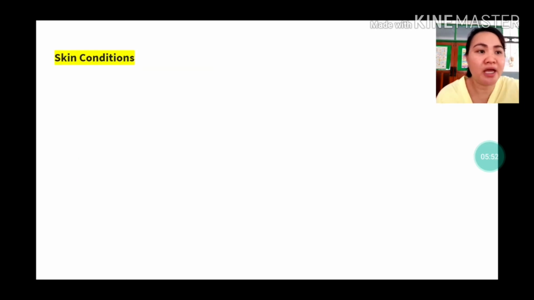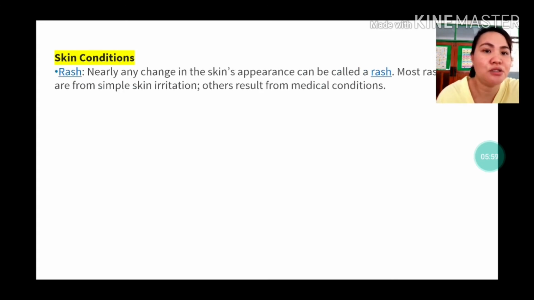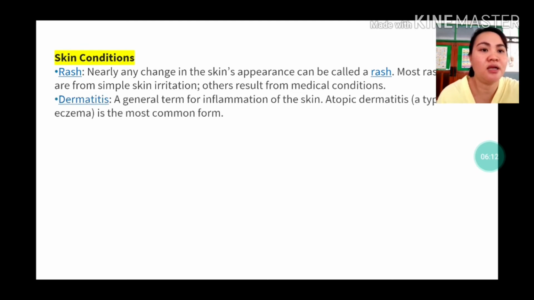Next, I have here some common problems that we can experience with our skin. So we have rash. Nearly any change in the skin's appearance can be called a rash. Most rashes are from simple skin irritation. Others result from medical conditions. Next, a general term for inflammation of the skin is called dermatitis. Atopic dermatitis, or eczema, is the common form.